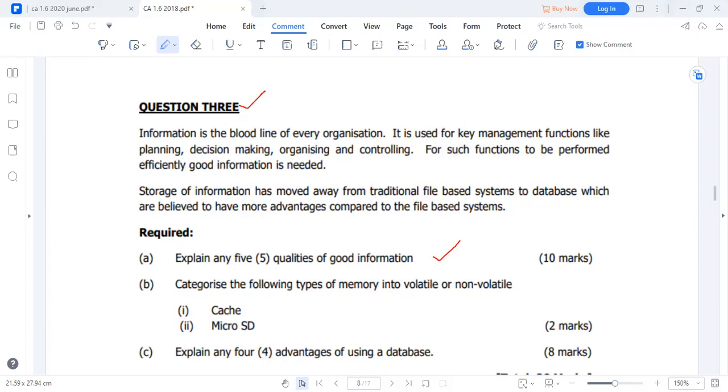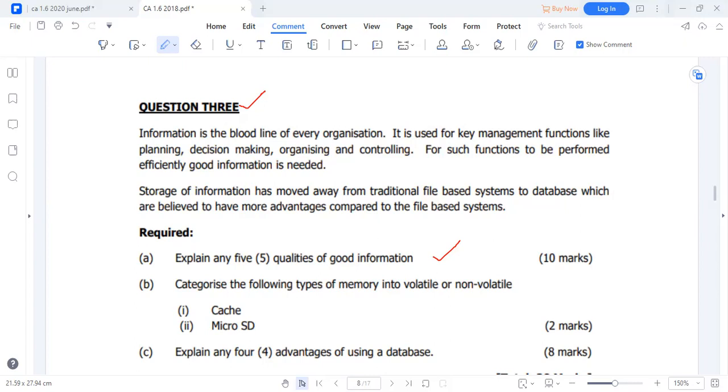I'll give you other examples. A cache is volatile because of its quick retrieval by the system, faster, but it's more size. A microchip, micro SD, like a flash, is non-volatile. You can keep information for a long time, like in a camera or a smartphone. A RAM is volatile because once you switch off, all the data that is there is lost.